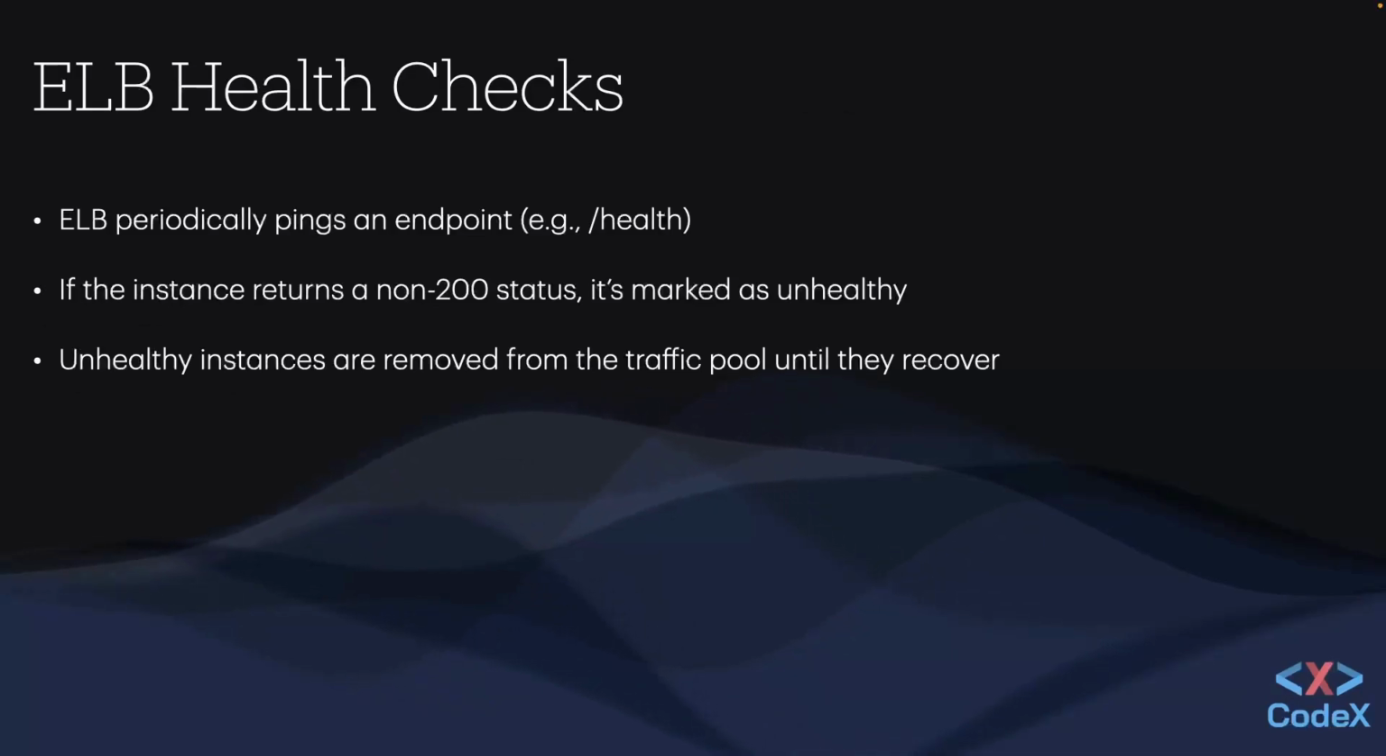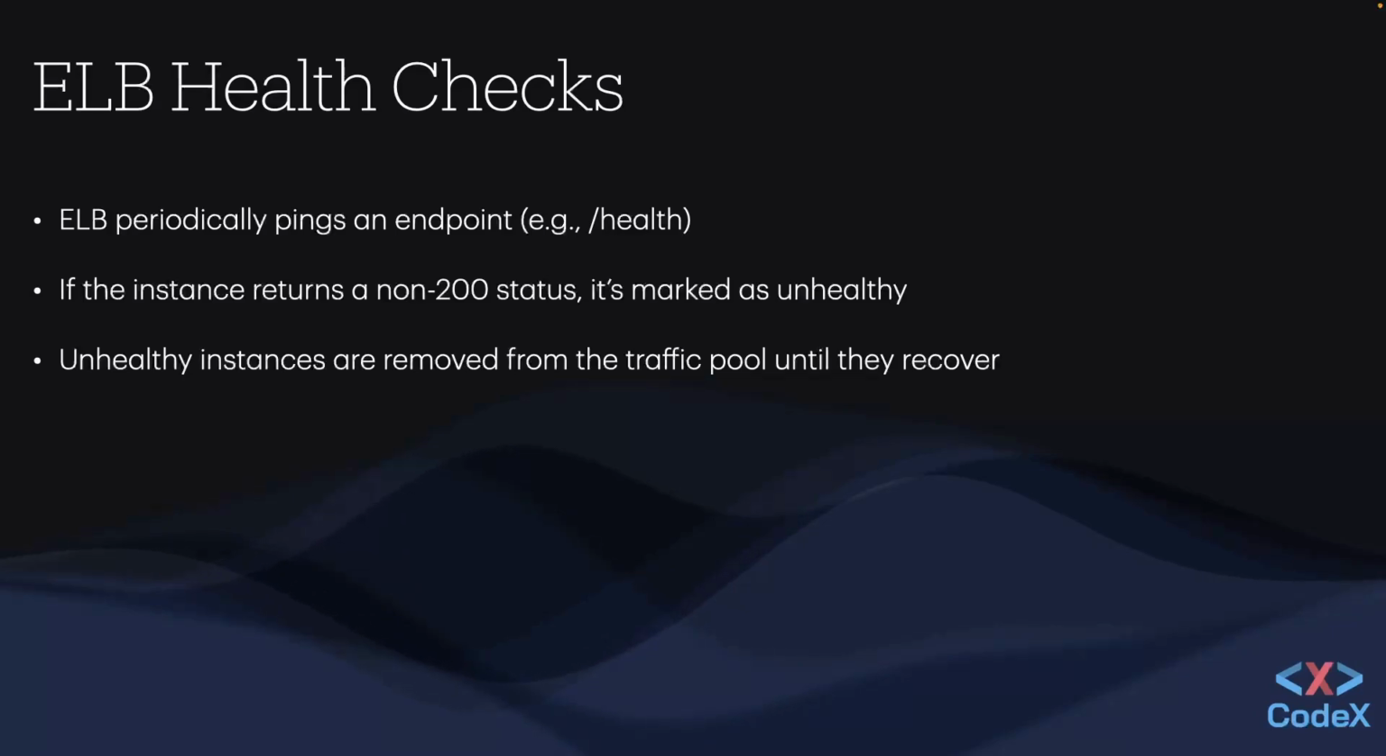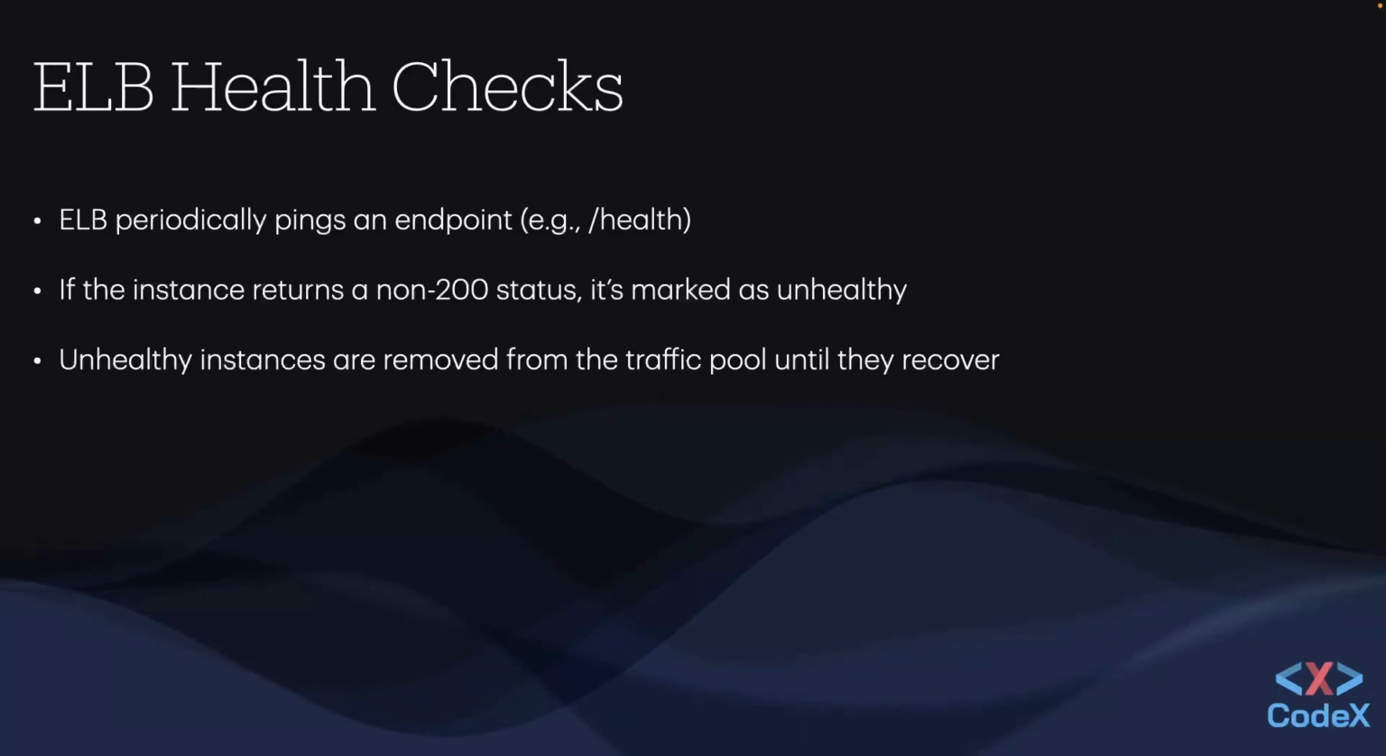Health checks in ELB. Elastic Load Balancer continuously performs health checks by sending requests to a specific endpoint, e.g., /health, on each EC2 instance using a defined protocol and port, like HTTP on port 4567. If an instance responds with a status code other than 200, ELB considers it unhealthy and temporarily removes it from the load balancing pool, ensuring uninterrupted service for end users.